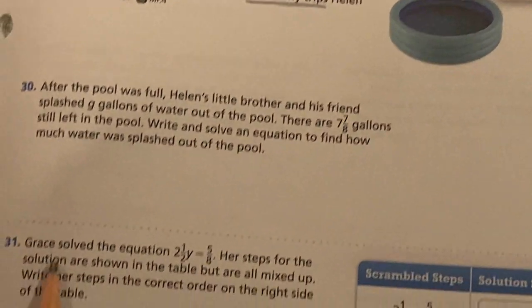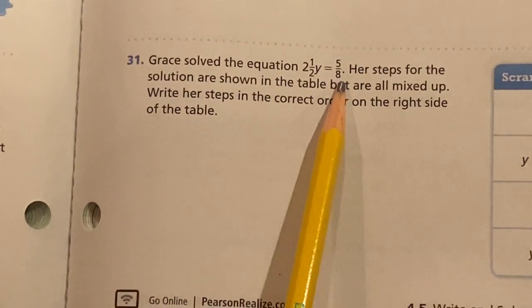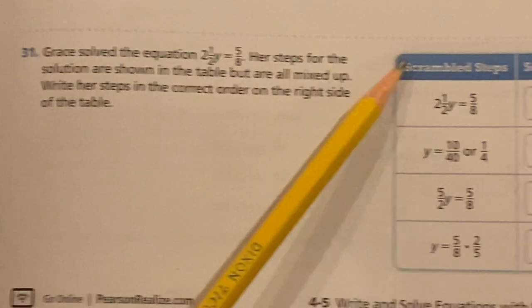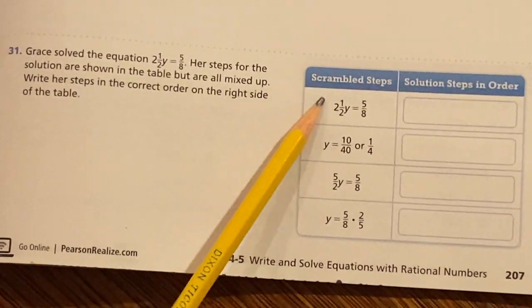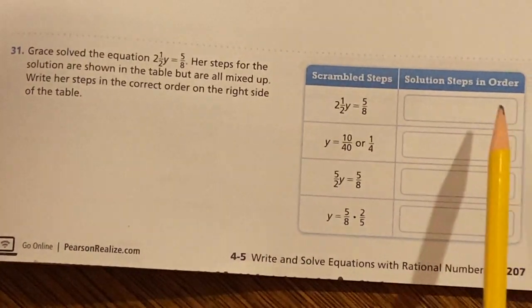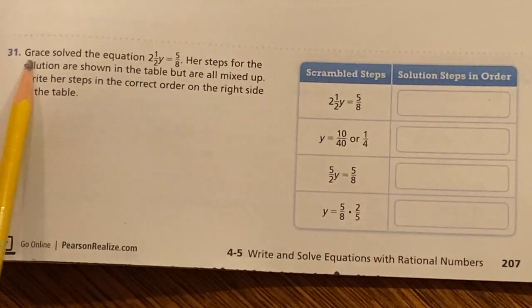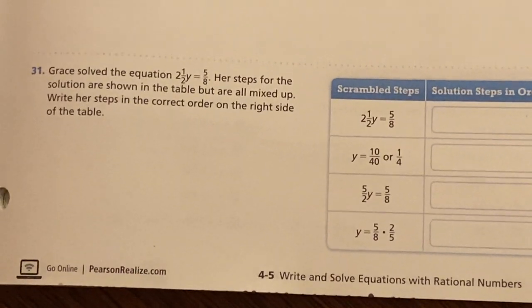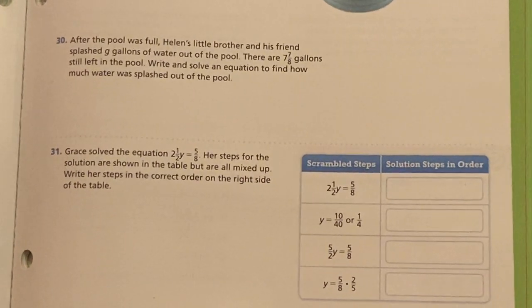And now we've got Grace, who solved the equation 2.5y equals 5/8. Her steps for the solution are shown in the table. Here's the table over here, but they're scrambled. So your job for this problem is to unscramble these steps, write them over here in the correct order. I guess Grace doesn't have to do this one because she already did it, so you're off the hook for this one, Grace. Okay, pause the video.